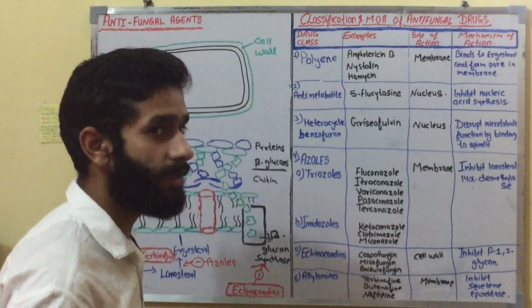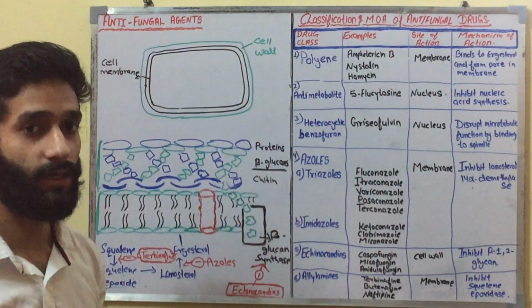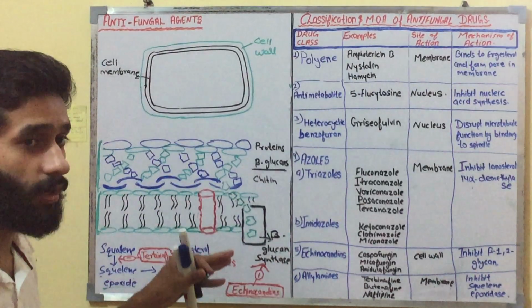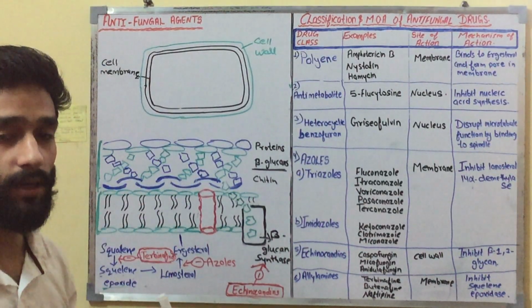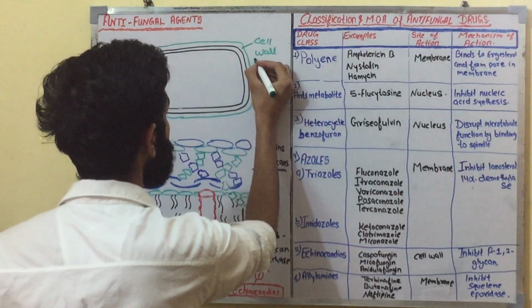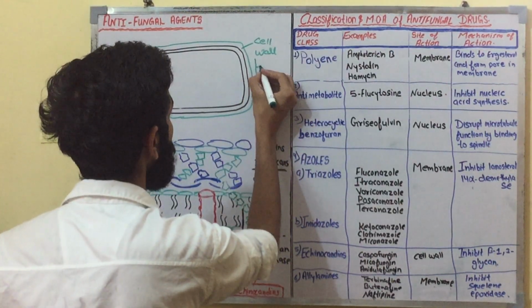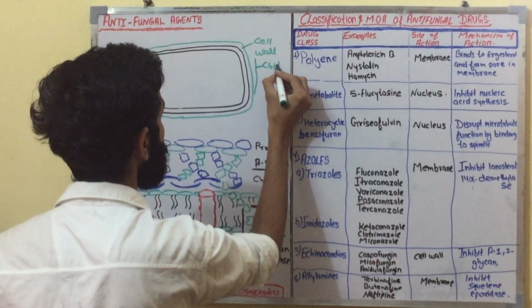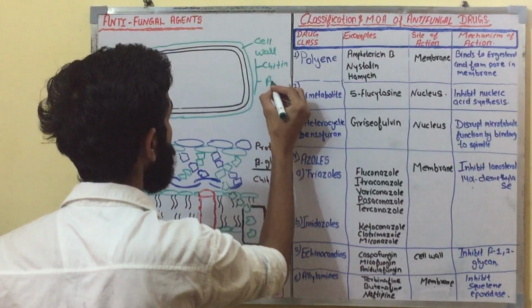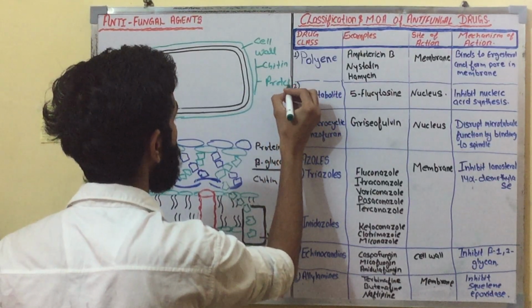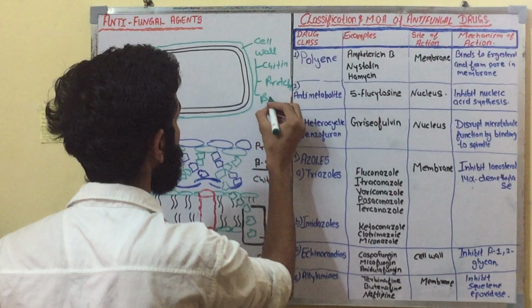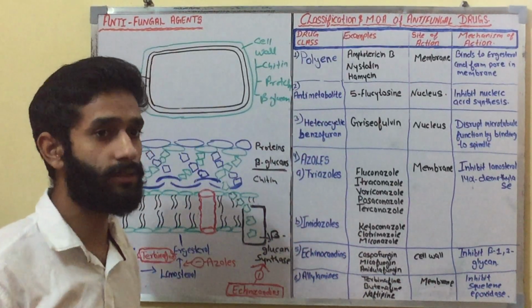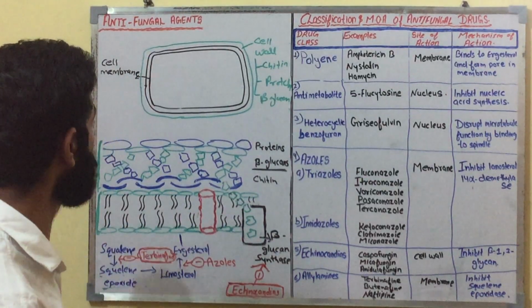The fungus cell has two layers. The first one is the cell membrane and the second one is the cell wall. First we will discuss the cell wall, and after that the cell membrane of the fungus. The cell wall of the fungus is made of three components. The first one is chitin, the second one is protein, and the third one is beta glucan. These three components make the cell wall.